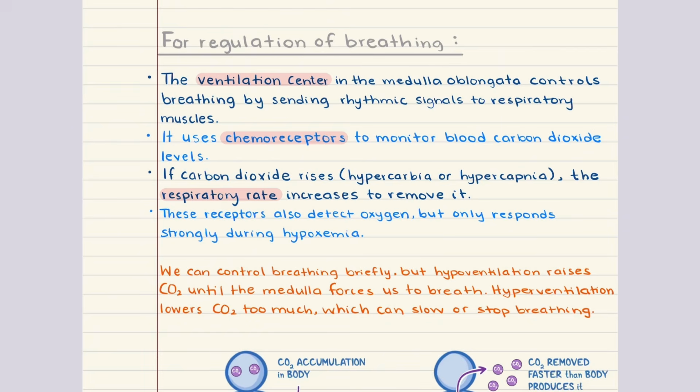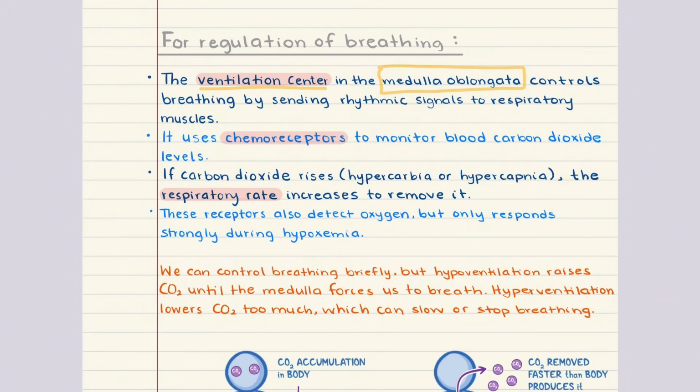Breathing is primarily regulated by a region of the brainstem called the ventilation center, and it's located in the medulla oblongata. This center automatically sends rhythmic signals to the diaphragm and other respiratory muscles, and it controls the pace of breathing, even when you're asleep, even when you're not consciously thinking about it.